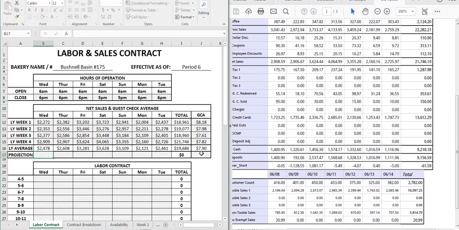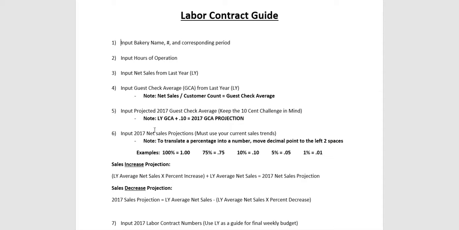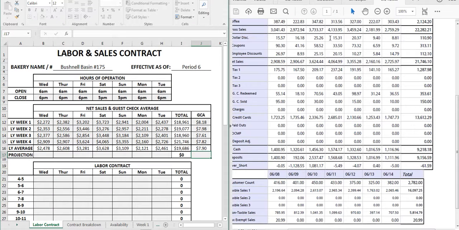The next step is getting into projections. Projections for guest check average is really probably the simplest part of projections. We are doing the 10-cent challenge every single period, something we've been doing a really good job at so far. So if 10-cent challenge is what our goal is, you should be projecting a minimum of a 10-cent increase over last year's guest check average.